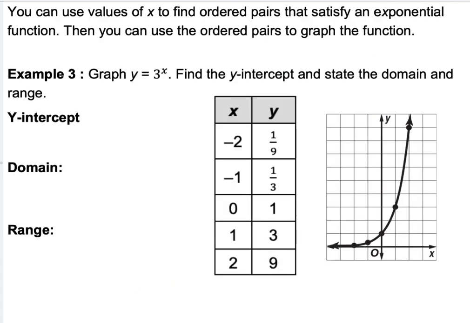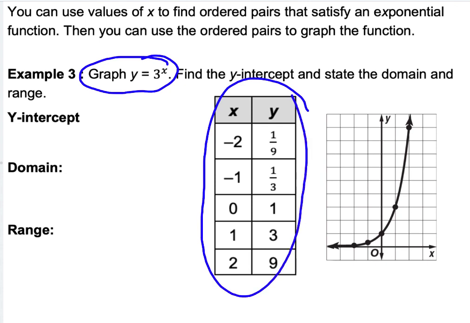All right, now let's put this to use and tie in some things from earlier in the year. So here we're going to graph the function y is equal to 3 to the x power. So I already did a table of values for us, and I plotted the points here. What we want to identify are some key pieces of information from it. So my y-intercept, where does it cross the y-axis? Well, it crosses the point 0, 1.